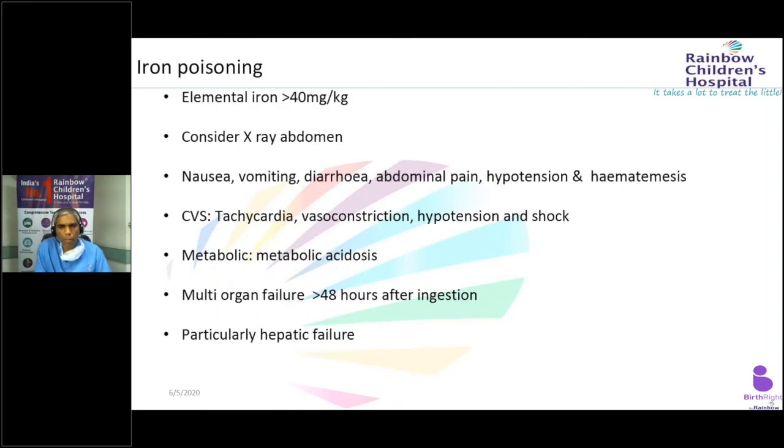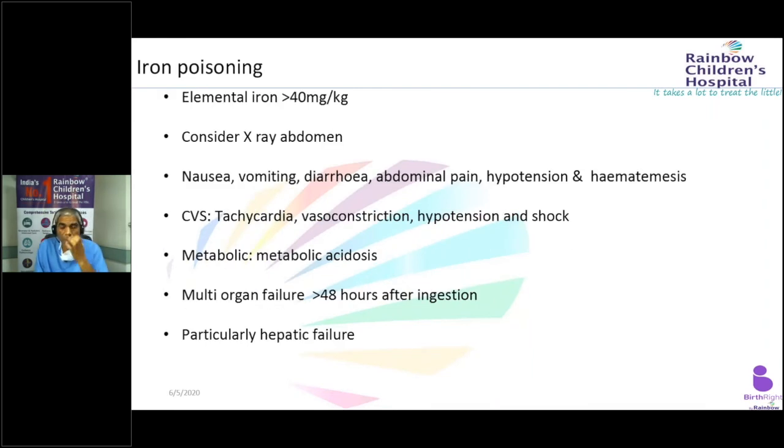The next poisoning which I'm going to discuss is iron poisoning. Anything more than 40 mg per kilo of elemental iron ingestion is considered a toxic dose. Even though the taste is bitter and it is very difficult to consume, we see a reasonable number of children coming to the ER with acute ingestion of iron. Whenever they come, we have to calculate the elemental iron dose, how much they have consumed. If there is any suspicion about tablet ingestion, then we should consider X-rays.